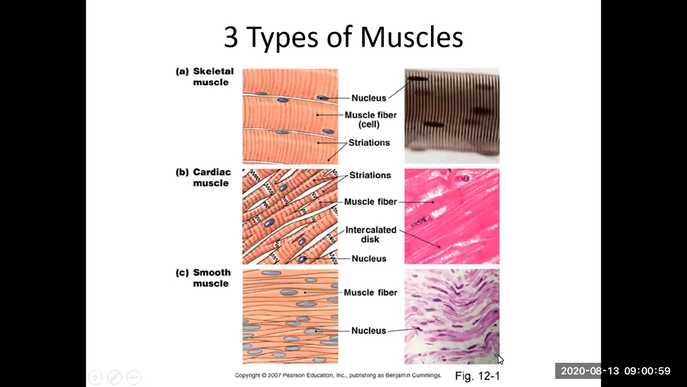So three types of muscle in our body are skeletal muscles. That's the one we will focus on today. And cardiac muscle is in the heart. That's going to be our next topic. And the smooth muscle. So all these voluntary movements are conducted by the skeletal muscle.